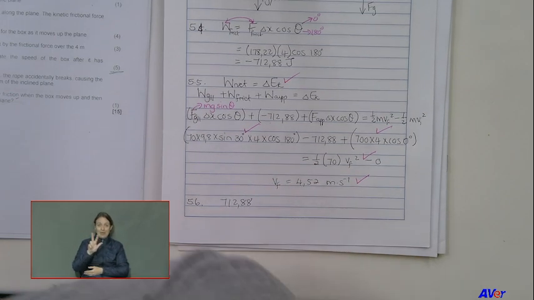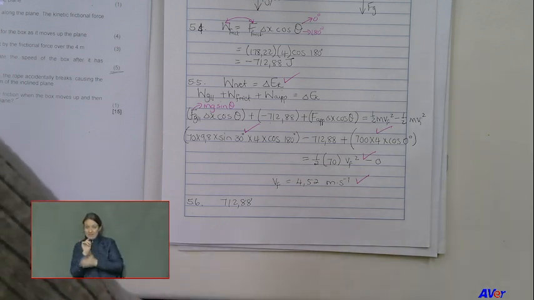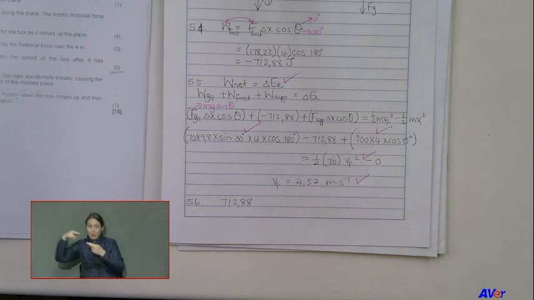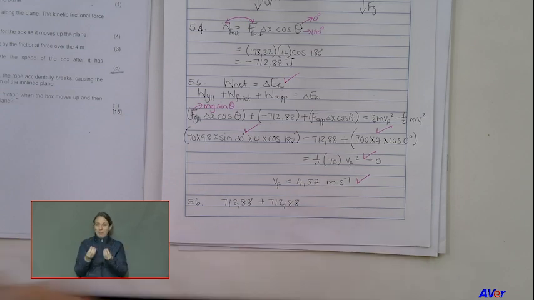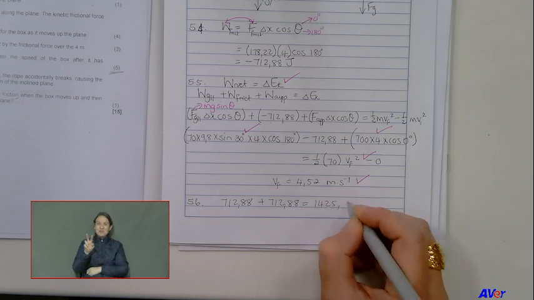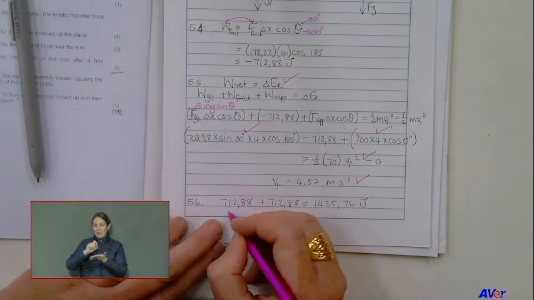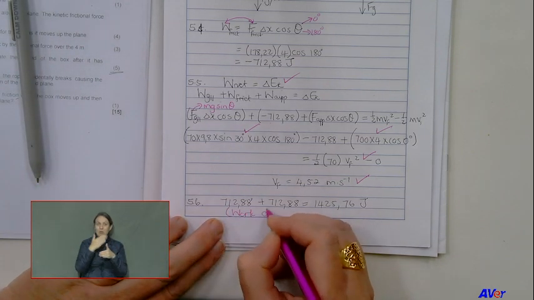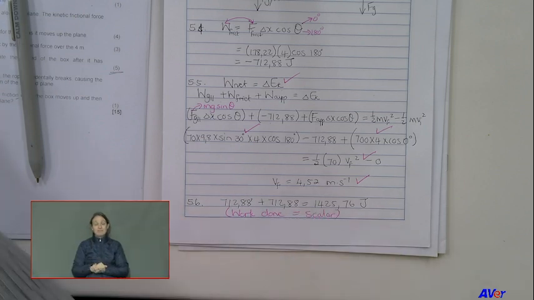712,88. So when the box was moving up, that was the value downwards. Now the box is moving down, so that will be my exact value upwards. The answer can't be 0 because work done is a positive value. And this gives me 1425,76 joules. I'm just going to write there in brackets, work done is a scalar. Work done is a scalar quantity.